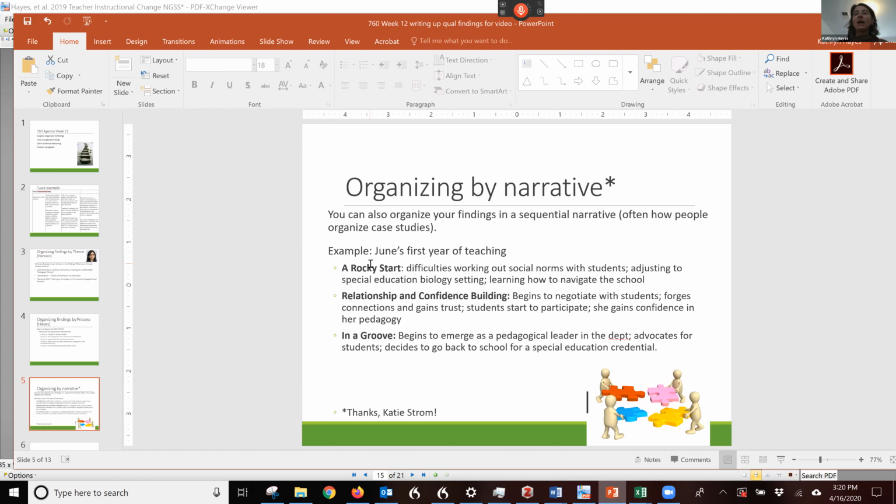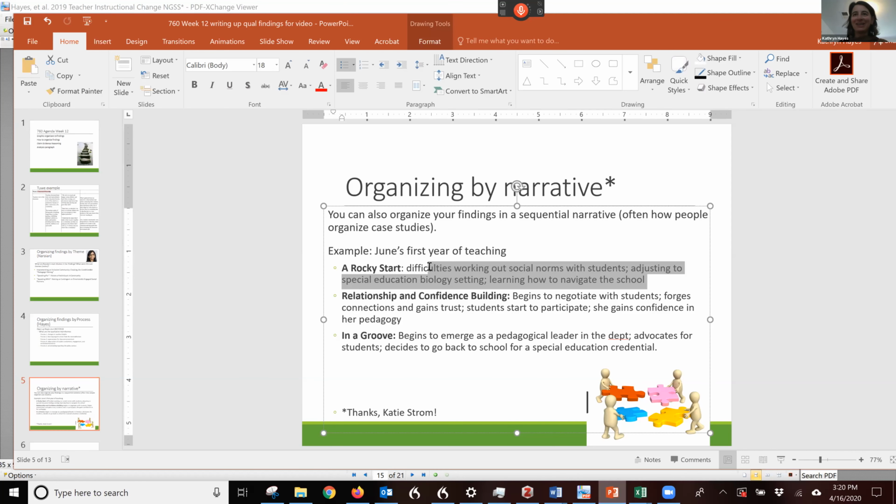So in this case, June's first year of teaching, this is from Dr. Strom's research, she had the headings, a rocky start, relationship and confidence building, and in a groove. So a rocky start, difficulties working out social norms with students, etc. Right, so here's kind of the sub-themes, right? So these are the codes, these things that she's laying out here. Here's the codes of this part of the narrative, of this part of the story. And then in a groove, here's the codes from this part of the story.